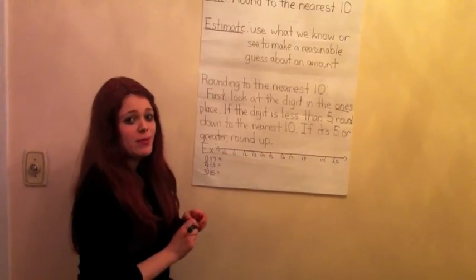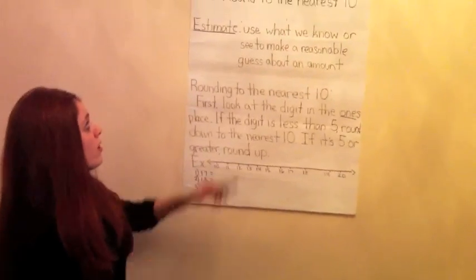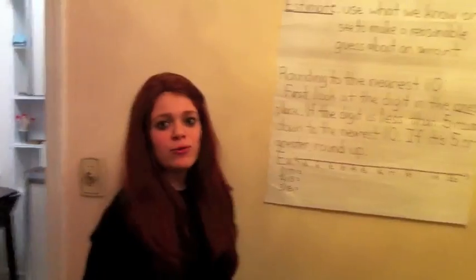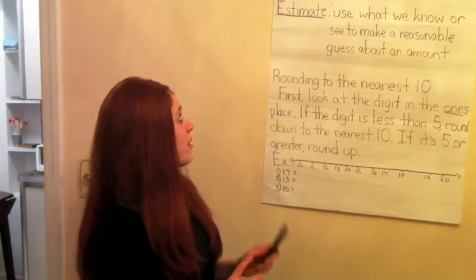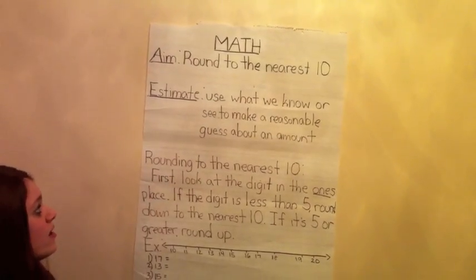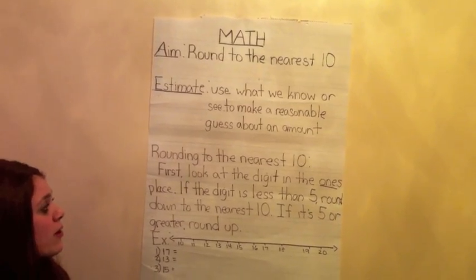Class, today we are going to be learning about rounding. We are going to round to the nearest 10. Now in order to round, we need to know how to estimate. Estimate means to use what we know or see to make a reasonable guess about an amount.